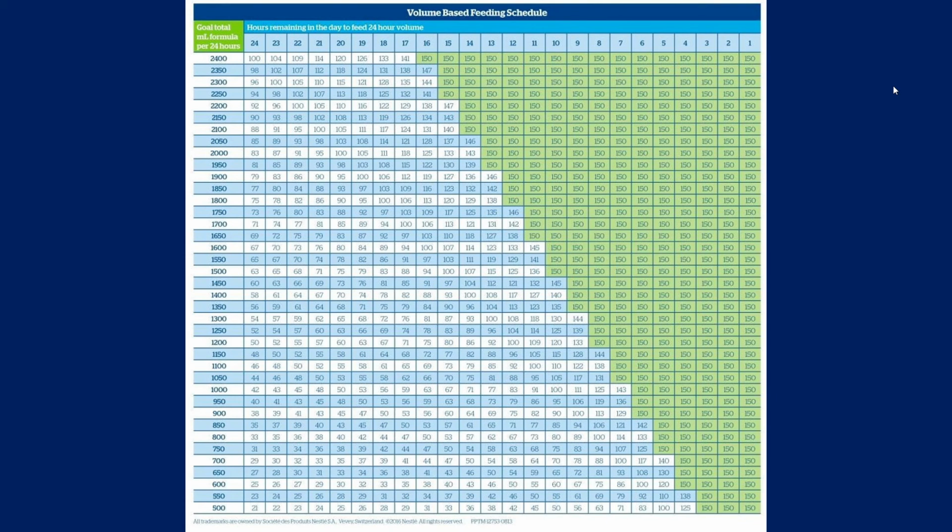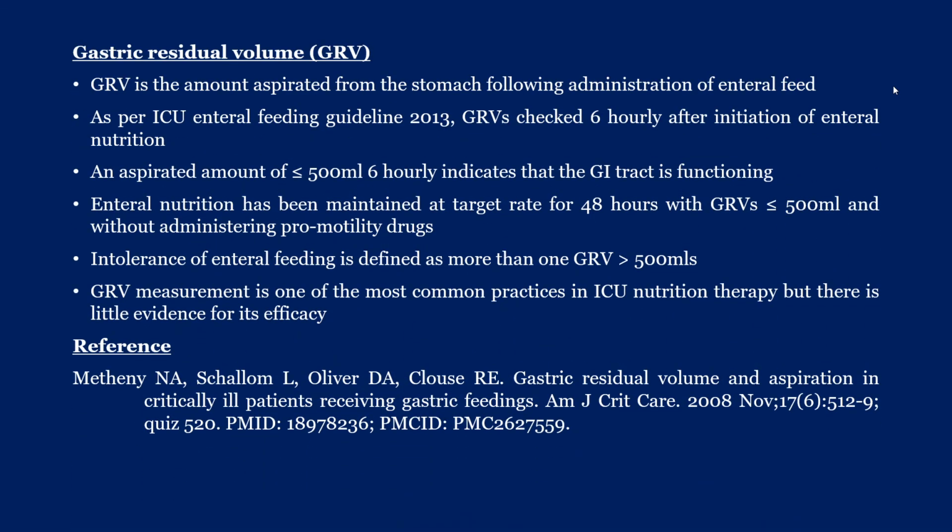This is the volume based chart. The ml is given in columns and hours are given in rows. Let's see what gastric residual volume is. Gastric residual volume refers to the volume of fluid remaining in the stomach during enteral nutrition feeding. Nurses will withdraw this fluid via the feeding tube at 4 to 8 hour intervals, which is measured and returned to the patient's stomach, to avoid fluid, electrolyte, and nutrient loss.